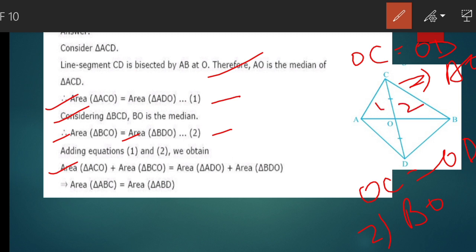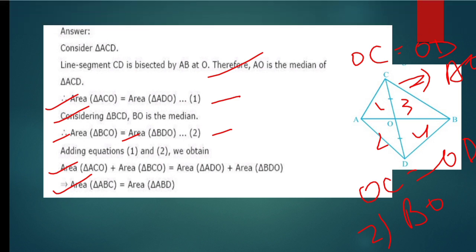So if this is 1, this is 2, and this becomes 3, this becomes 4. So 1 plus 3 is equal to 2 plus 4. So area AOB plus BOC is equal to area AOD plus BDO. Together we will get triangle ABC is equal to triangle ABD. So the areas of these two triangles become equal.